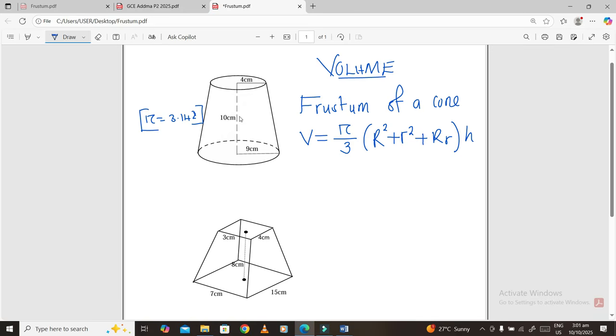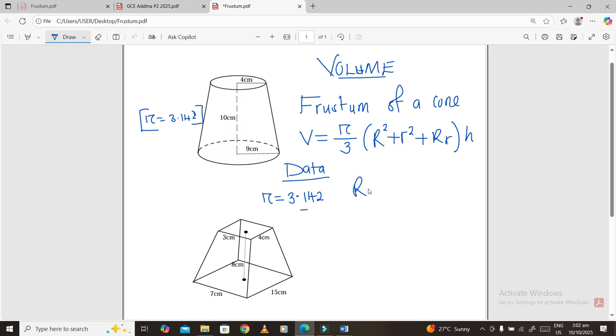The moment you see this question and they're asking you to find volume, think of the formula. This is the formula. And when you get the formula, gather your data. It's very important you gather your data. Out of this data, what is our pi? Our pi is 3.142. You are given this one in the question.